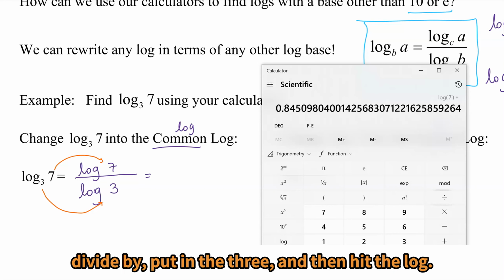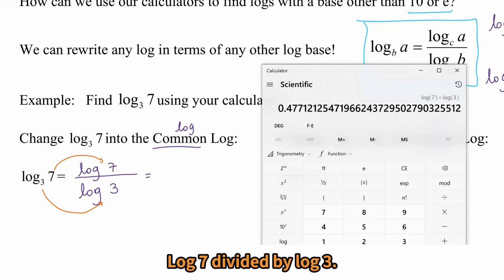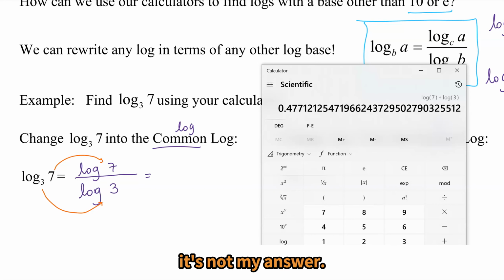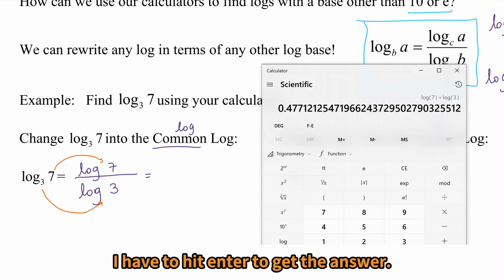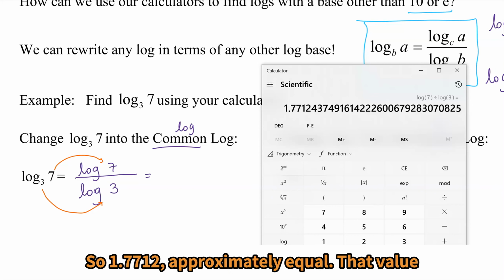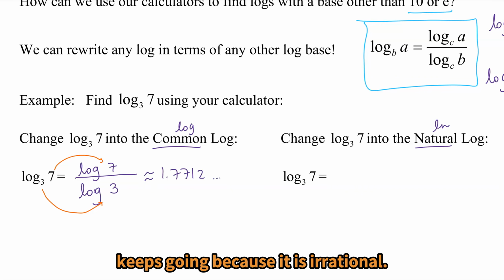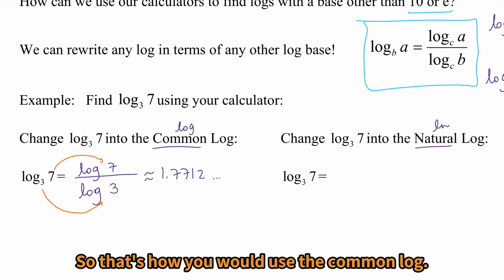Then I'm going to divide by, put in the 3, and then hit log. So log 7 divided by log 3. What's showing right now on my calculator is just log of 3. It's not my answer. I have to hit enter to get the answer. So 1.7712, approximately equal. The value keeps going because it is irrational. And so that's how we would use the common log.